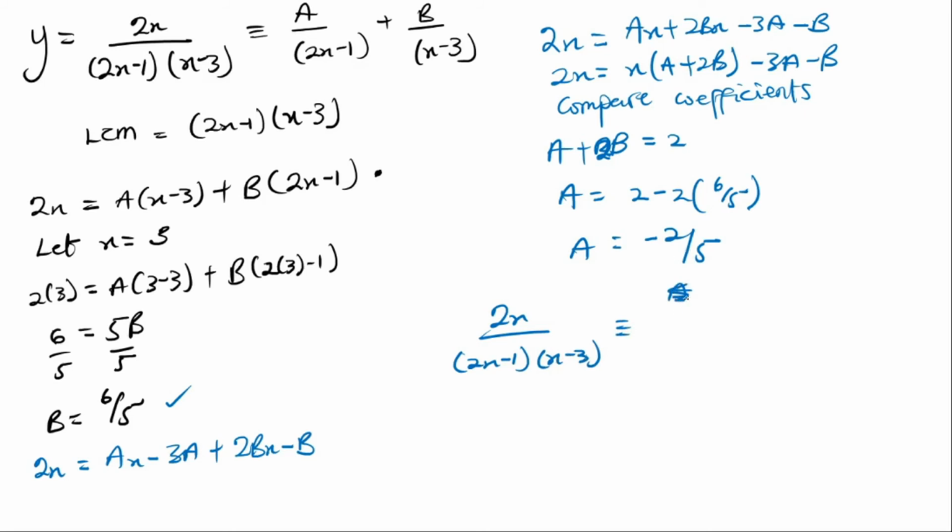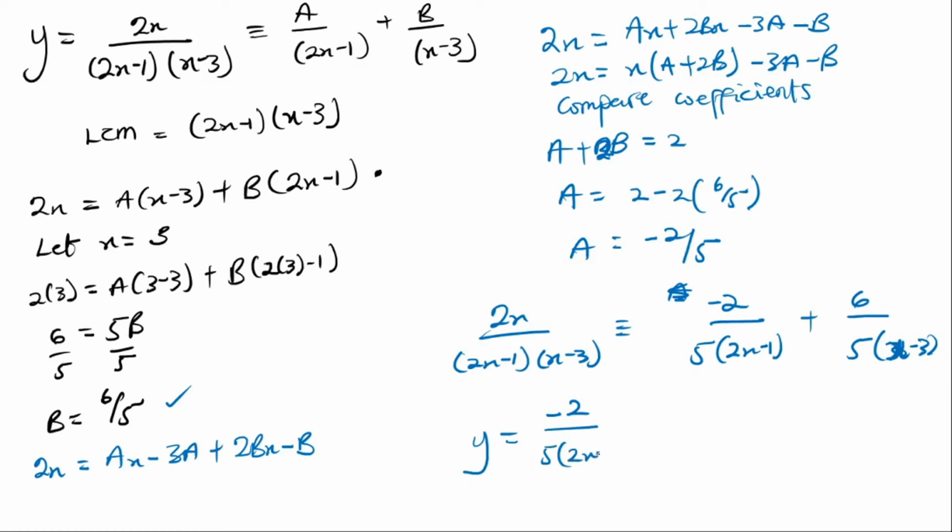Our a is now negative 2 on 5, so we have negative 2 on 5 multiplied by 2x minus 1, then plus the b is 6 on 5 multiplied by 3 minus, x minus 3. So in the long run our y is equal to this function over here. So we have negative 2 on 5 multiplied by 2x minus 1, then plus 6 on 5 times x minus 3. So from here we can now differentiate this function and get our final answer.